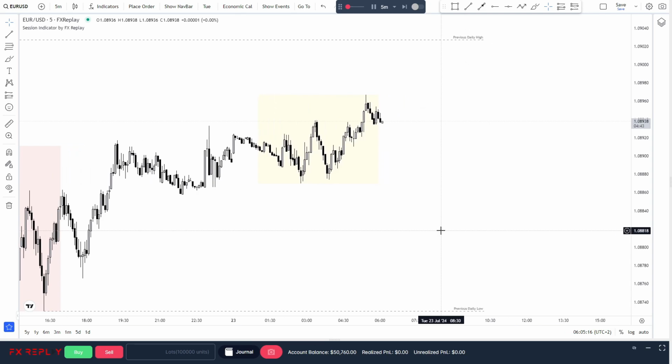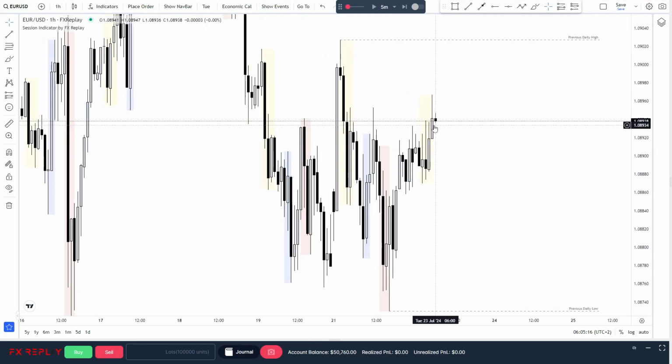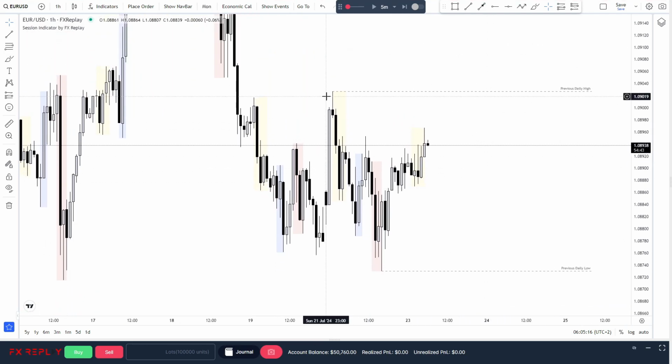So yeah, this trade was a bit different than usual. Usually I'll wait for the Asia sweep, but that was not the case in this trade. So let's just see how I took this trade. Firstly, we've traded from this hourly fair value gap here.